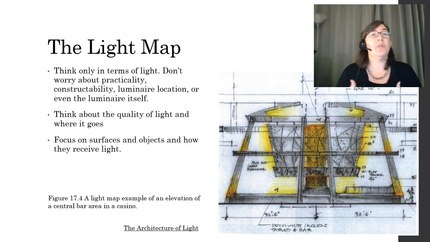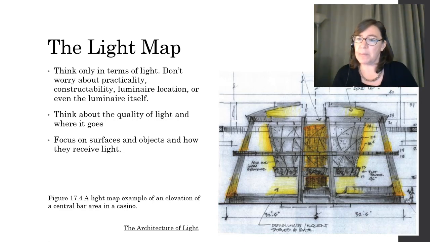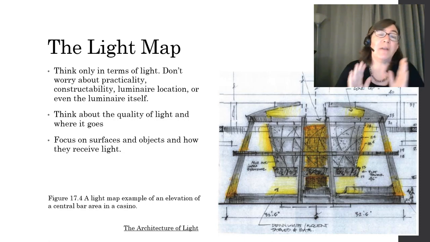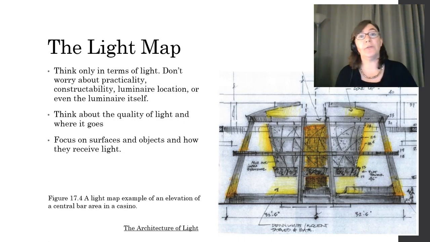Our tool to express this is called a light map. And here's an example of a light map drawn on an interior elevation. Actually, it looks a little bit more like a section through a space or a building. And in this drawing, you can see an indication of exactly which surfaces the designer would like to receive light.